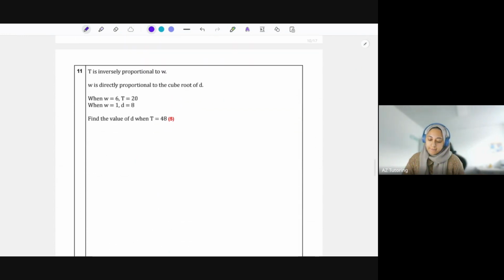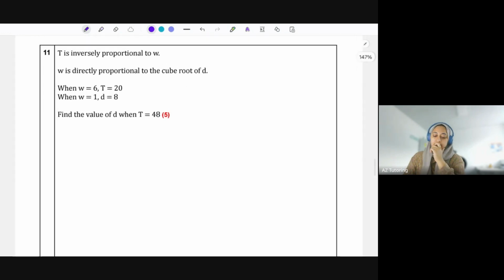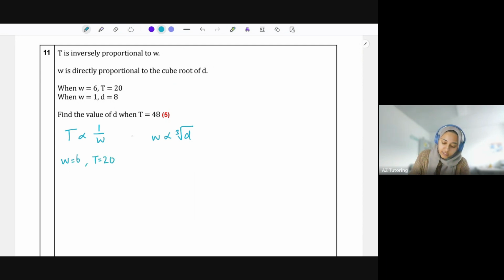Let's move over to question 11. We've got here t is inversely proportional to w, so I'm going to write that here. T is inversely proportional to w, so it's 1 over w. W is directly proportional to the cube root of d, so it's directly proportional, it's not 1 over. It says when w equals 6, t equals 20, so that's for this case because we've got a w and t here. And it says here when w equals 1, d equals 8, so that's for this question here. It says work out the value of d when t equals 48.